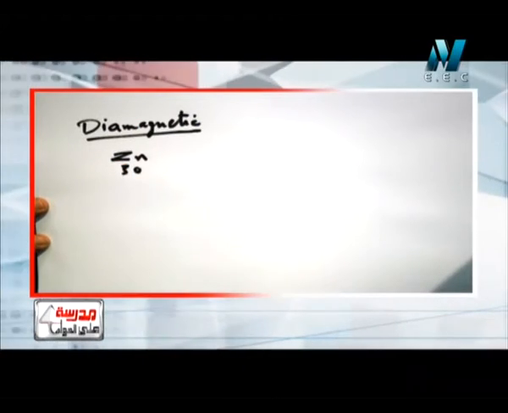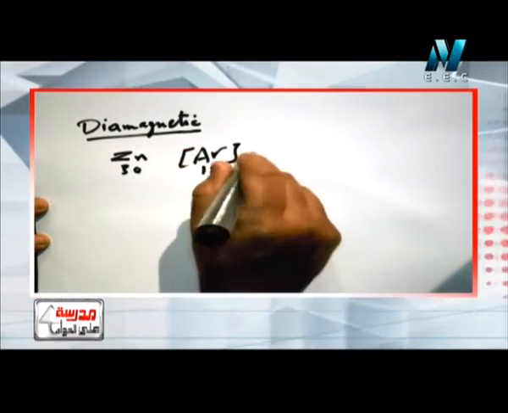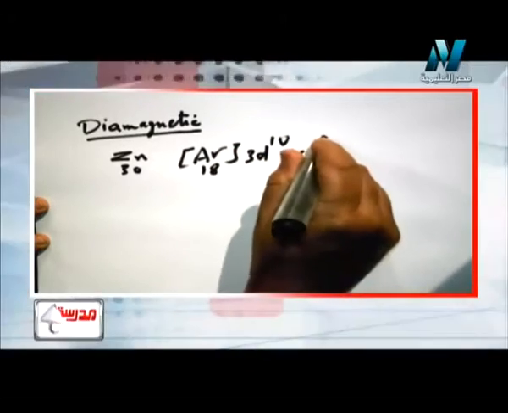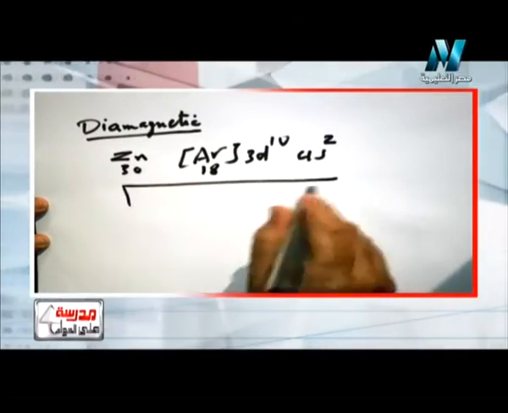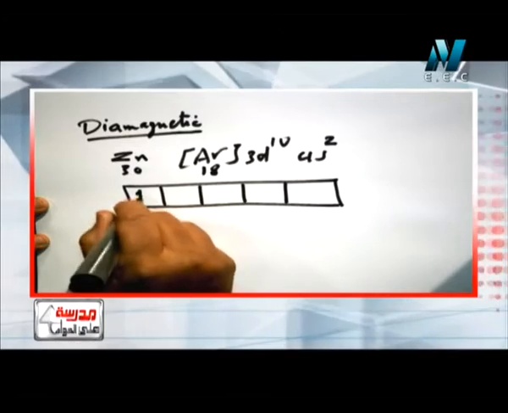What about diamagnetism? In a diamagnetic element, the element repels the outer magnetic field. Why? This element has no unpaired electrons. For example, zinc 30, or the zinc ion: argon 18, 3d10, 4s2. So the D sublevel has 10 electrons.